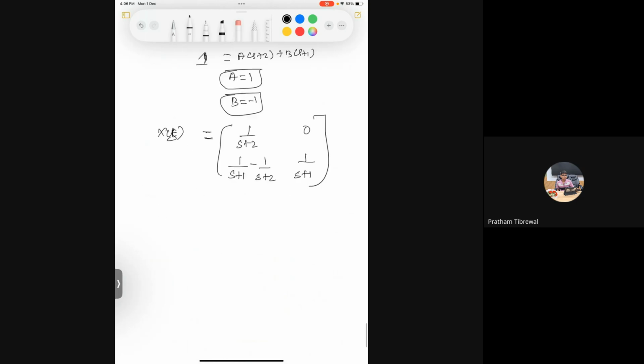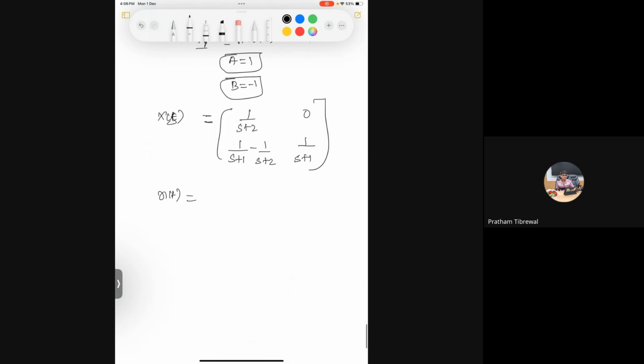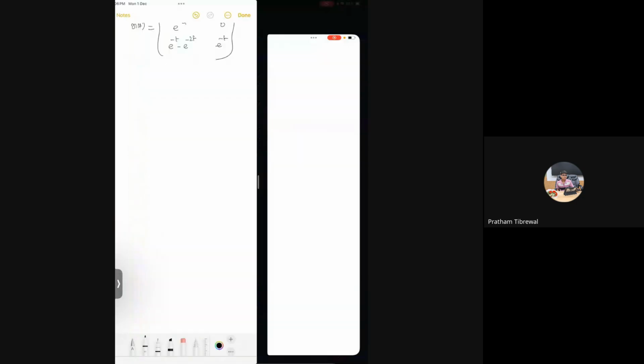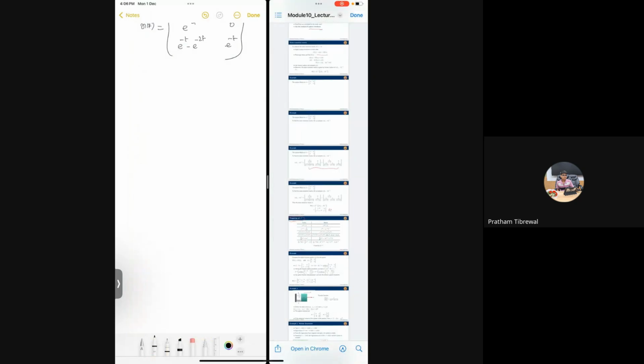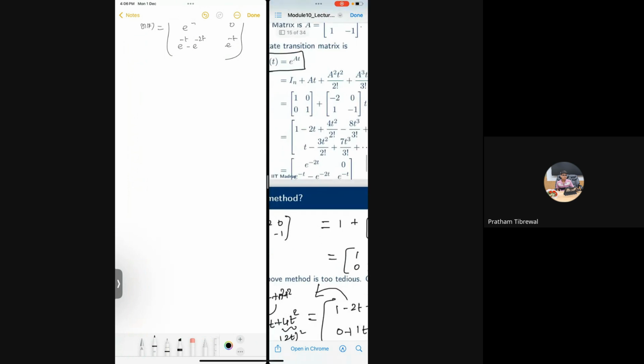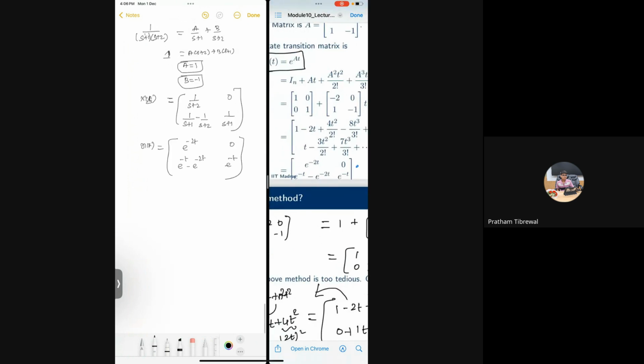Still it is in S. If I want to convert this into x of t: e power minus 2t, 0, e power minus t, minus e power minus 2t, e power minus t. Now we got the same answer as we did using the exponential Taylor series, right? Yes, ma'am. What we got here, e power minus 2t, 0, e power minus t, minus e power minus 2t, e power minus t. The same thing we also got.